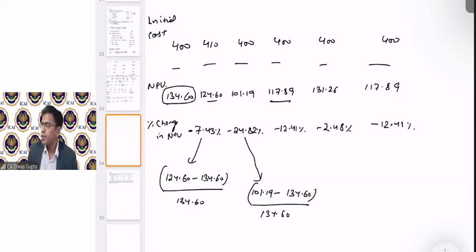Yes, Shruti, you're right. Because the question itself said that for every 2.5 percentage, it has to move in an adverse direction. So if the question itself specified that it has to move in an adverse direction, so the NPV has moved everywhere in the adverse direction. If you see, 134.60 is the highest NPV in such a case.